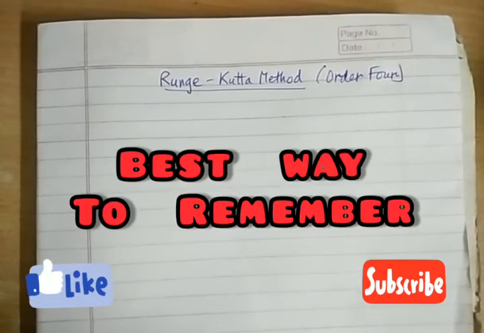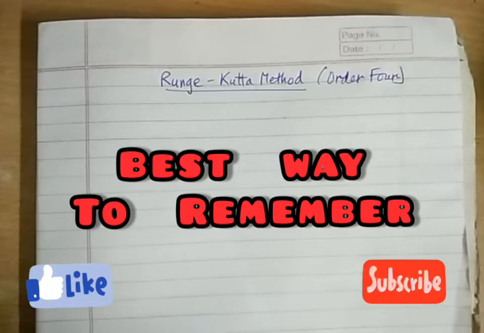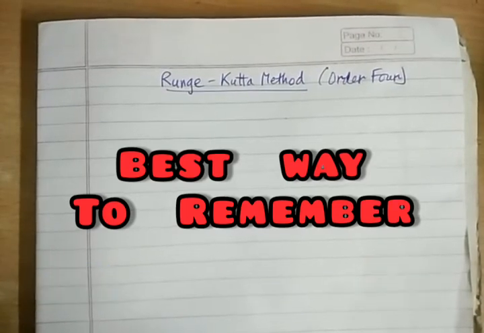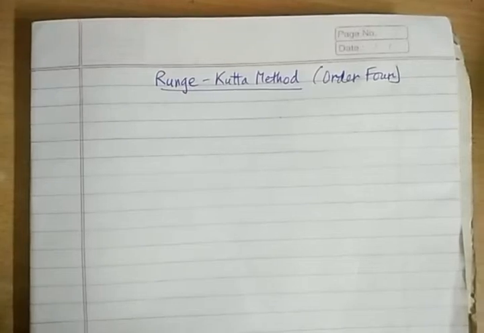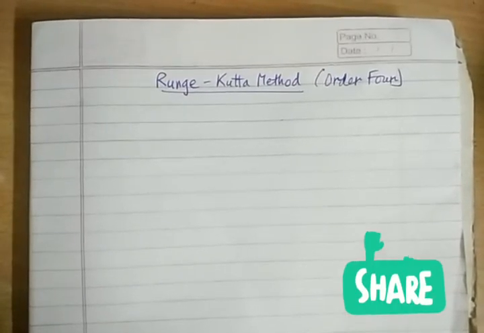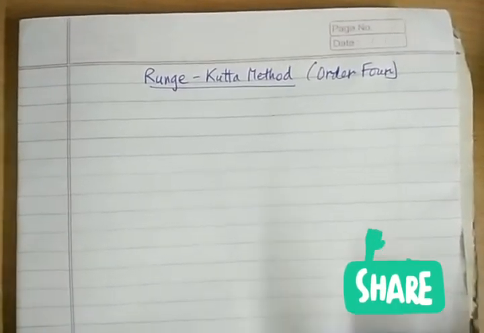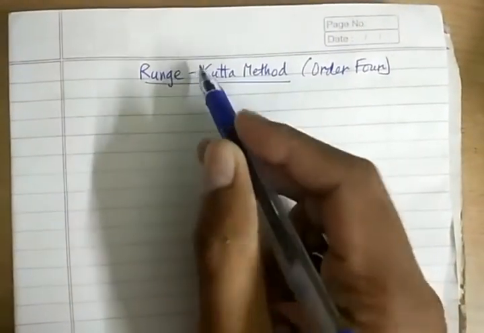In this video we will see how we can remember the Runge-Kutta method of order 4. What I want to say here is that we generally tend to forget this formula, and when our exams are near, we just memorize it and then again we might forget it. So one very simple trick to remember this formula is to understand what it is actually meant for.